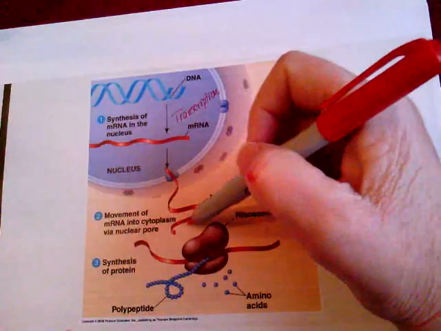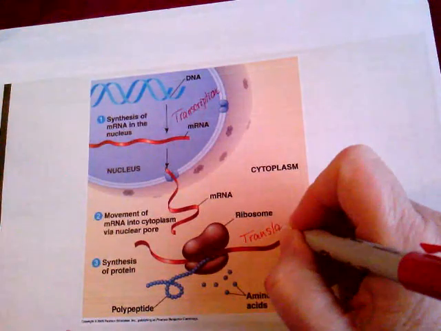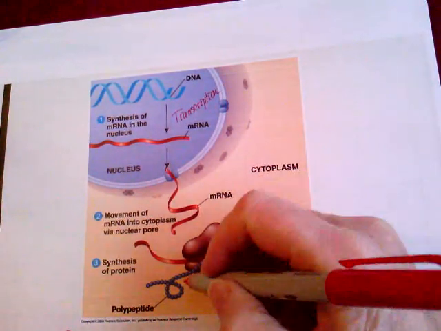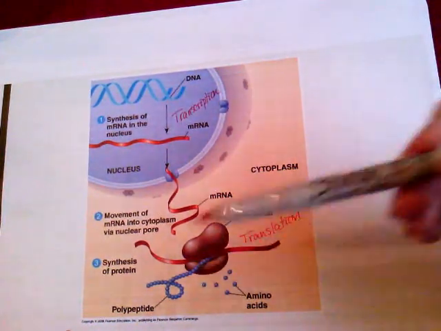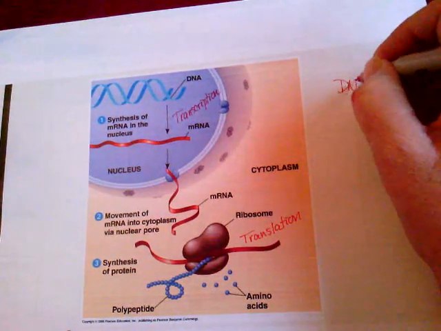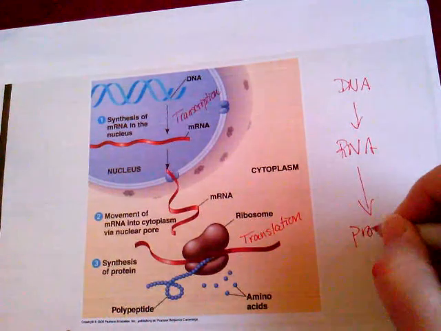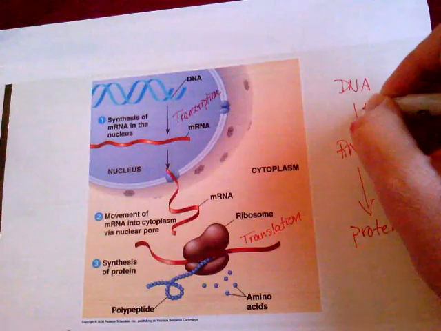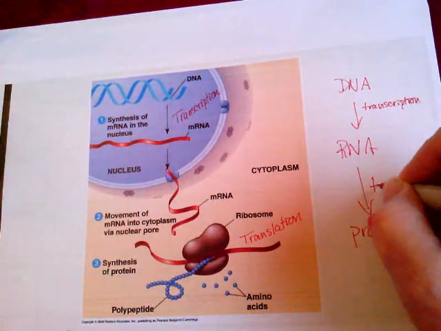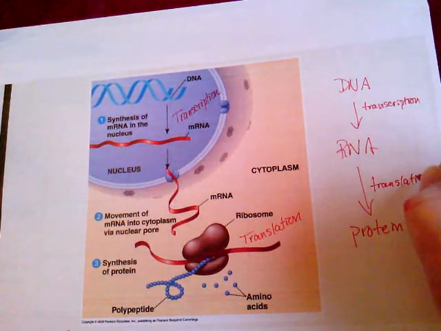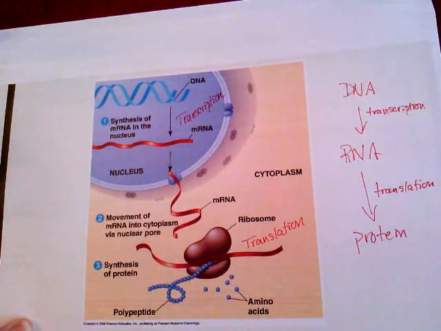Then that RNA leaves the nucleus, it comes out here, and through the next process of translation, that RNA will be translated into a protein. That's the central dogma. DNA makes RNA, which makes protein. How does DNA make RNA? That is transcription. And how does RNA make protein? That is translation. That is the central dogma. And a dogma is like a mantra. It's the most important thing in biology.